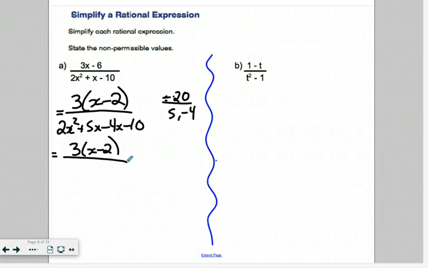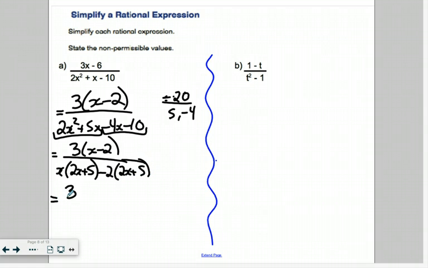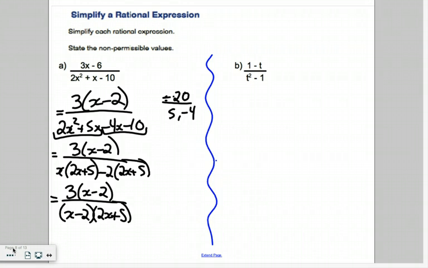Right, and that then becomes, in these first two terms, the only thing in common is an x, and I'm left with 2x plus 5. And in these next two terms, I can factor out a negative 2, and I'm once again left with 2x plus 5, so that my denominator factors into x minus 2 and 2x plus 5. Only after you've factored your expression can you look at canceling.